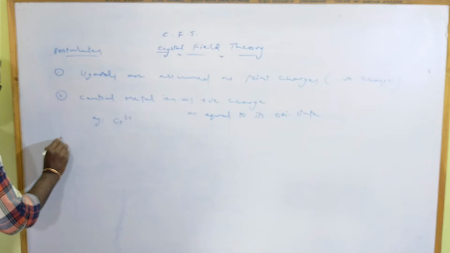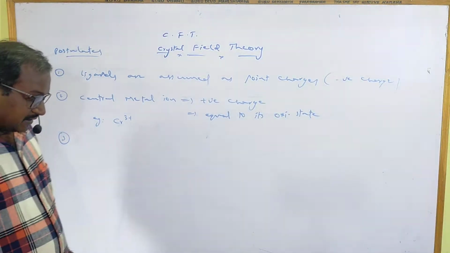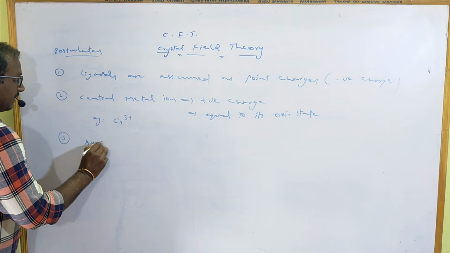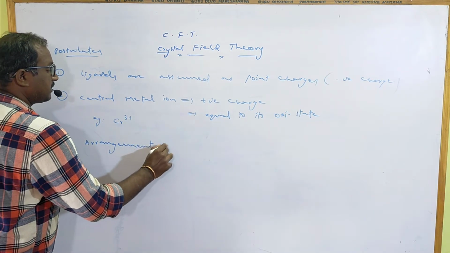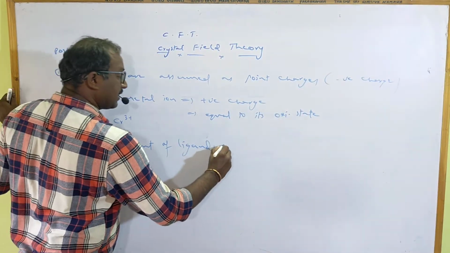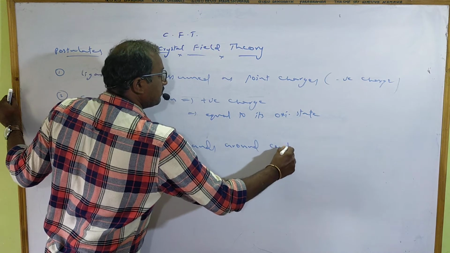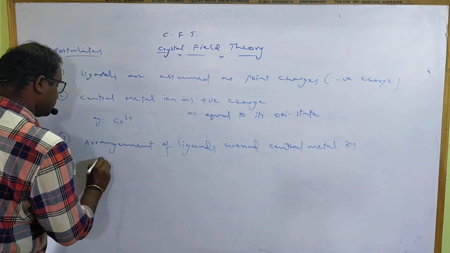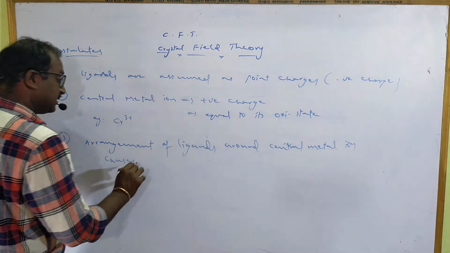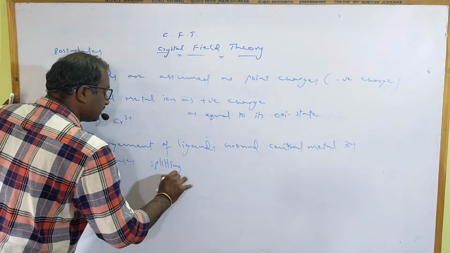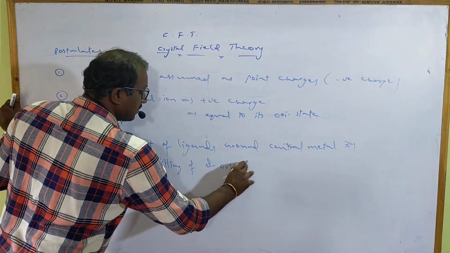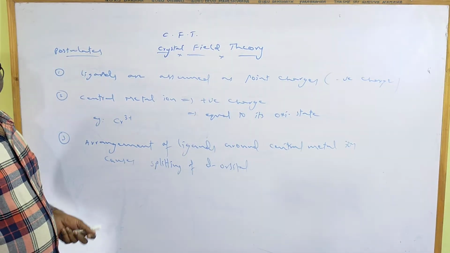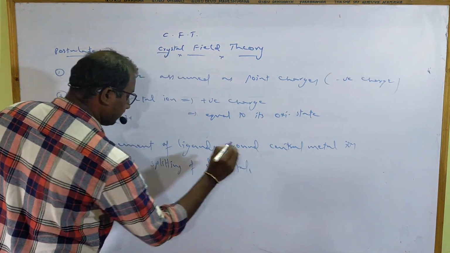This is the second postulate. The third postulate in crystal field theory is the arrangement of ligands around the central metal ion. The arrangement of ligands around the central metal ion causes splitting of the d orbitals, because of repulsions and because of different energies in the d orbitals.